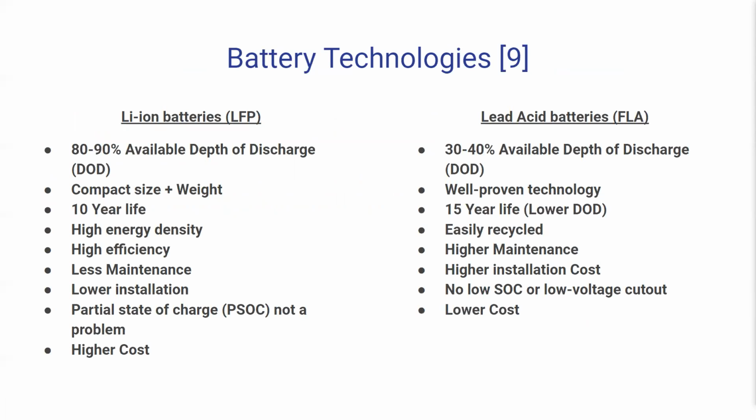Going forward, we were tasked with finding the best battery technology for this tiny home: a lithium-ion battery, a lead-acid battery, or a flooded lead-acid battery. The benefits are labeled on both sides, with lithium-ion having about 80 to 90% depth of discharge. It has a more compact size and weight, high expected life of about 10 years, high energy density, high efficiency, low maintenance, and low installation, but it does come with a higher cost as well.